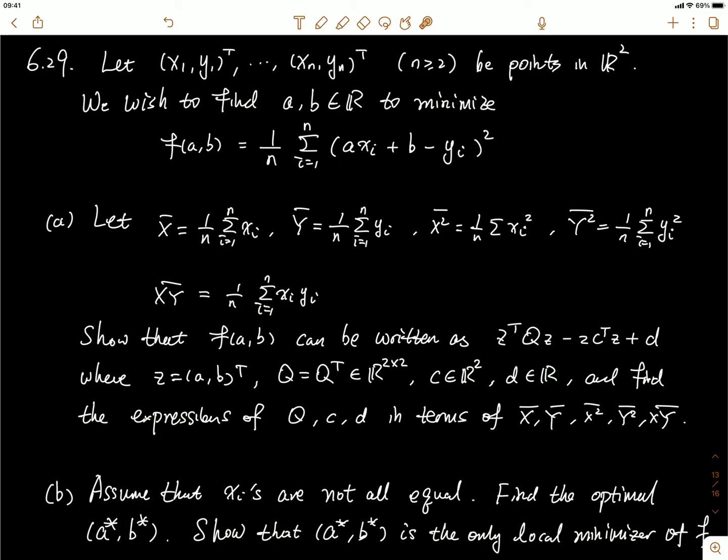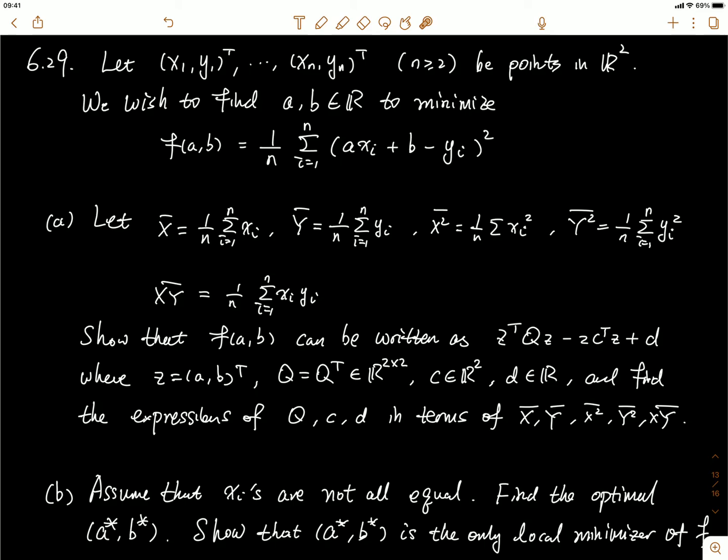Okay, and the first question is how to write this function f in a quadratic form. It's not surprising this is a quadratic function, because just look at each term. It is a quadratic function of a and b, which are the unknowns for the problem. And so this should give us a quadratic function of a and b, and taking the sum and some scaling of 1 over n is still a quadratic function.